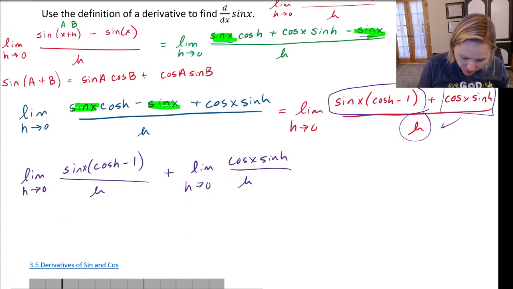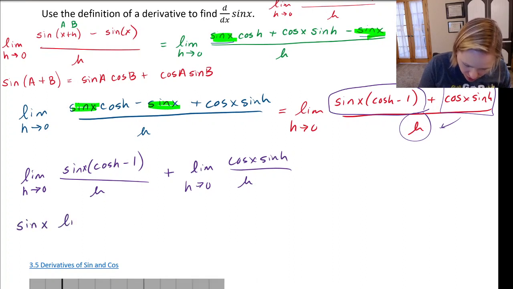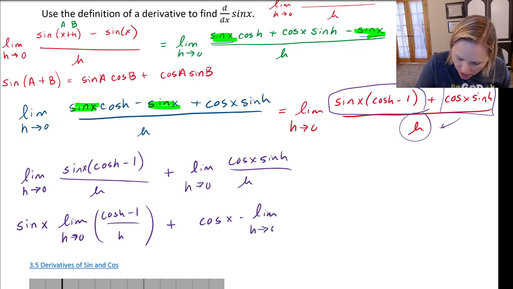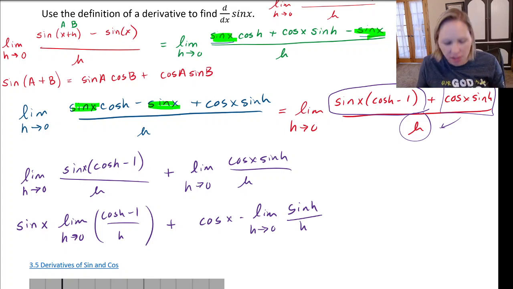Now I'm going to be able to factor out this sine. So here's what it looks like. The sine of x times the limit as h approaches 0 of cosine of h minus 1 over h. Now I'm down to all the h's. I've pulled out the x's. And I'm going to do the same thing over here on the right, because x is not impacted by anything that h does.